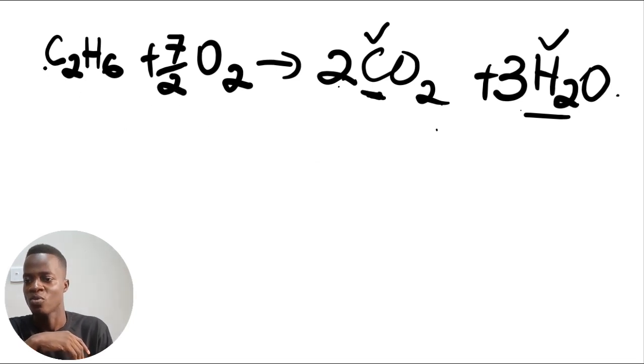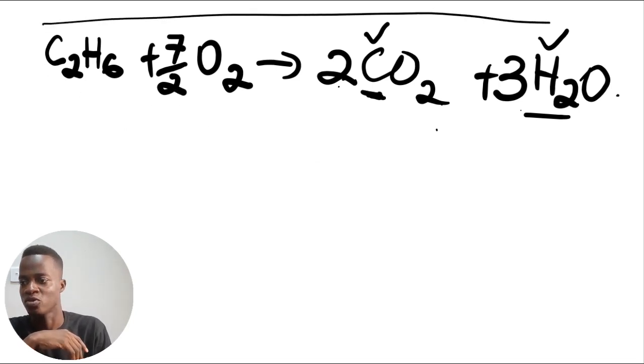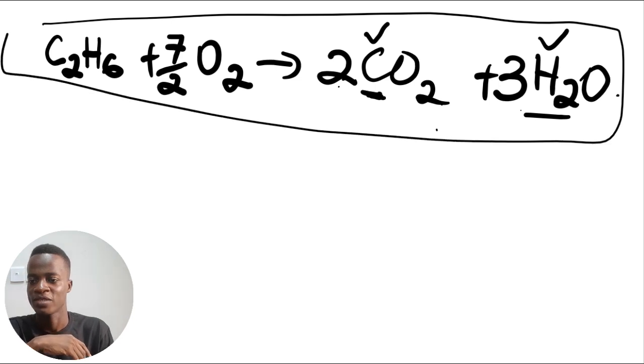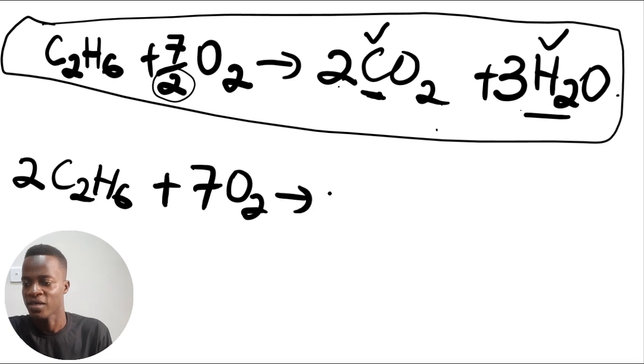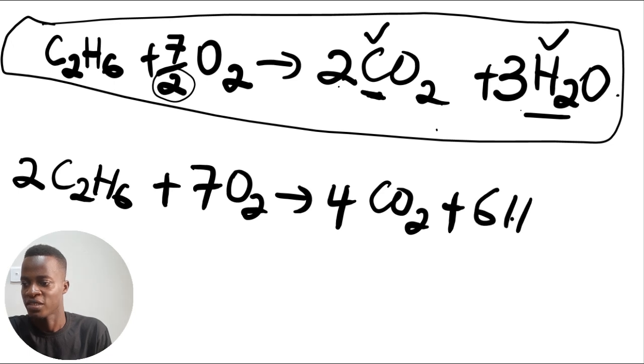So how do you do that? You need to multiply through by 2 so that this fraction will go. If I multiply everything by 2, I have 2 moles of C2H6 plus 7 moles of oxygen going to give us 4 moles of CO2 plus 6 moles of H2O.